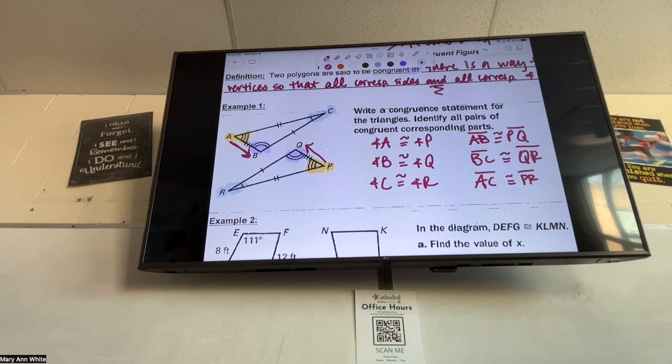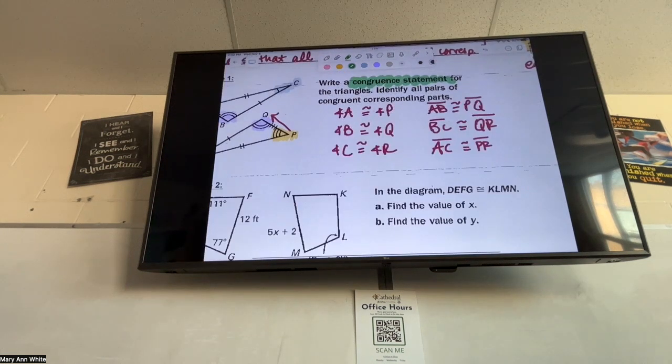Now, it does say write the congruency statement, and the congruency statement is triangle something or quadrilateral something is congruent to the other one, okay? So based on all this information, I'm gonna write my congruency statement. I'm gonna say triangle something is congruent to triangle something else, okay? Triangle. Good, you go ahead. List the first one. Triangle ABC. Good, is congruent to triangle.